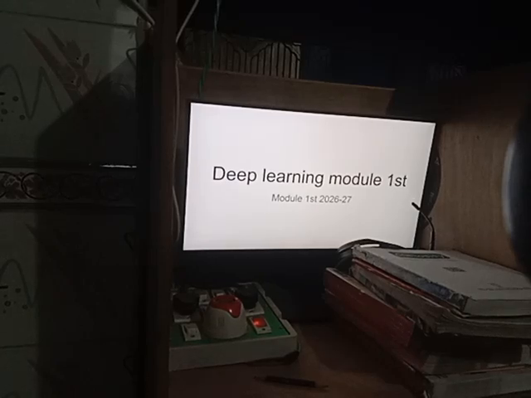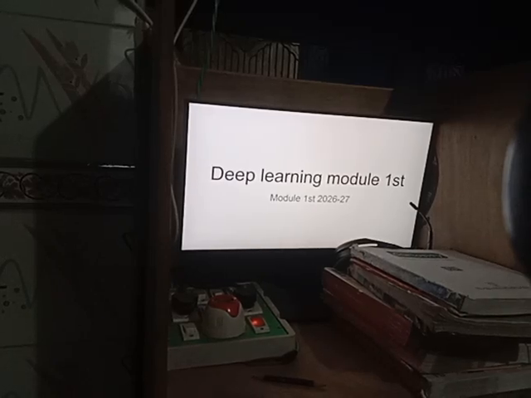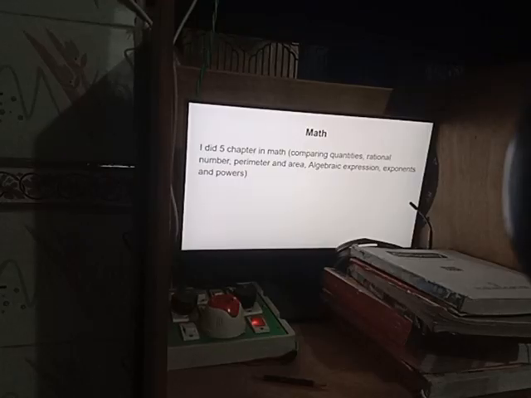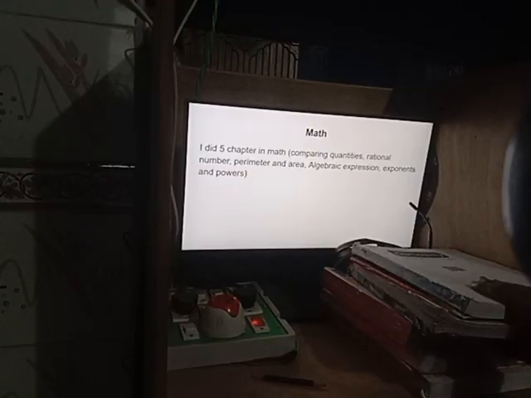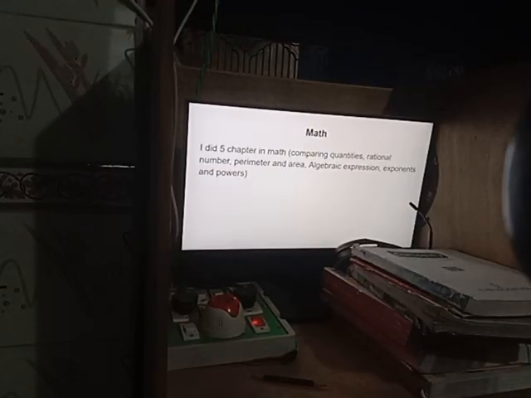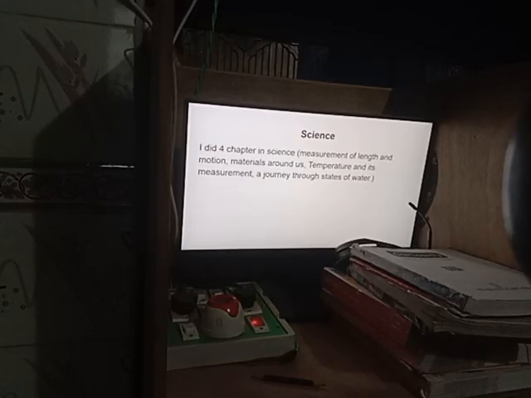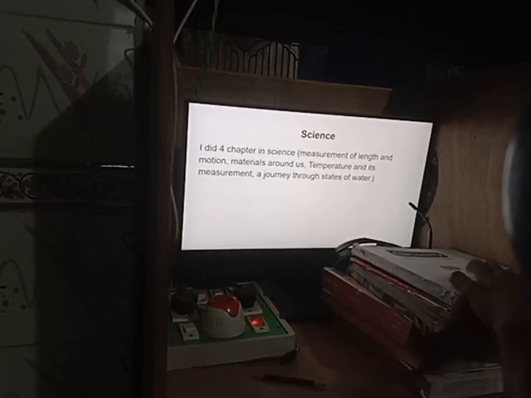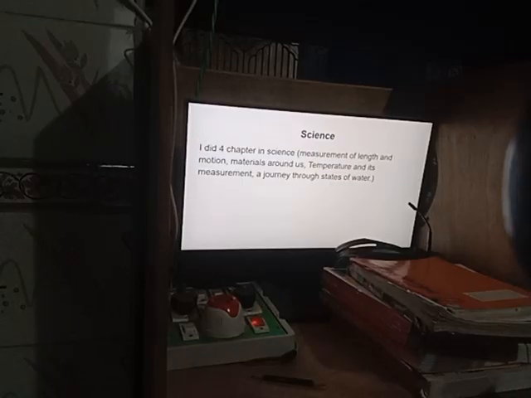So this is the presentation of deep learning of model 1 2026 to 27. In this model I will do math after science. First I am going to do science. I did 4 chapters in science: measurement of length and motion, material around us, temperature and its measurement, and a journey through states of water.